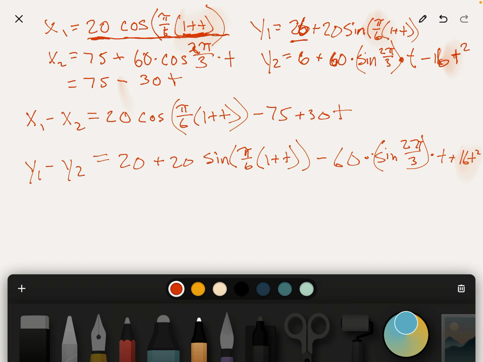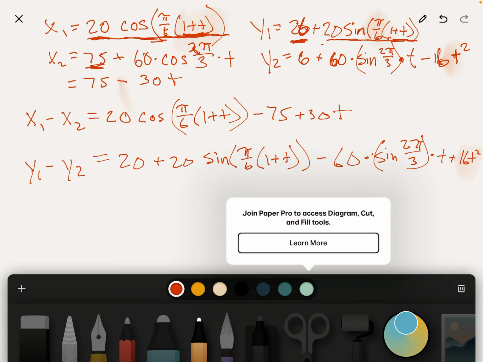y1, again, pretty simple. That's 26. That's the height of the center of the Ferris wheel, plus the addition to the y-coordinate has to do with the turning of the Ferris wheel. And this, of course, is very analogous to over here, so hopefully that makes sense. 20 times the sine of pi over 6 times the quantity 1 plus t. Okay, x2 is the ball, and it's 75, of course, because it's 75 feet away from the origin in the x direction.